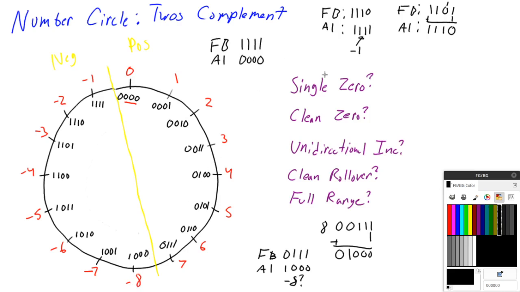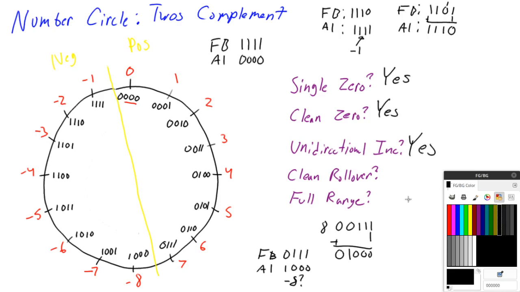But either way, our properties here: do we have a single 0? Well, yes, we've only got 1 right there. Do we have a clean 0? Yes, our 0 is represented by only 0, 0, 0, 0. Do we have a unidirectional increase? Well, let's start at our minimum here, -8, -7, so we are increasing, -6, -5, -4, -3, -2, -1, 0, 1, 2, 3, 4, 5, 6, 7. As we go around the circle, it is an increase of 1 unit, all the way around, besides this rollover point, but you're always going to have that. So we'll say yes.